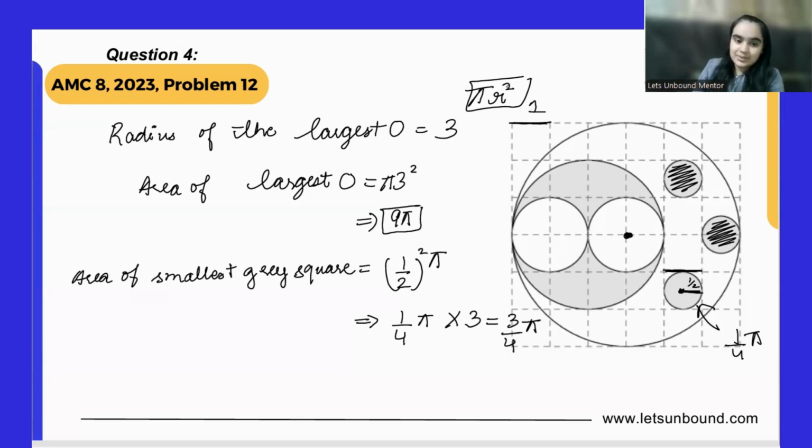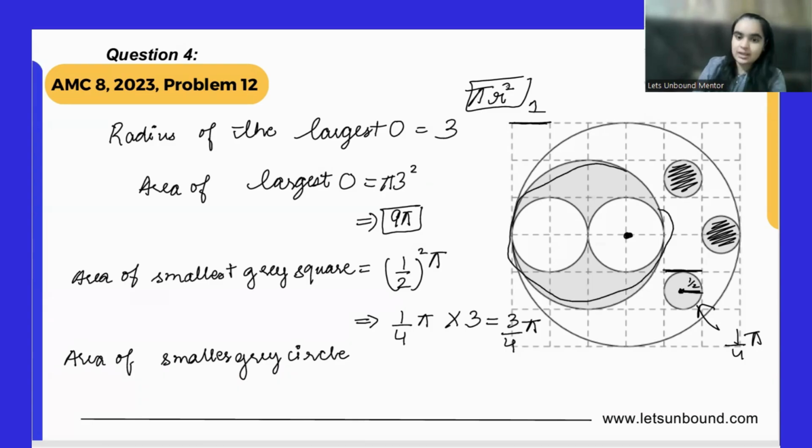Okay, now on the same basis we are going to find the area of the bigger gray circle, this gray circle. It is going to have a radius of 2 units, right? 1, 2. So it will be 2 square times pi, or we can say 4 pi.